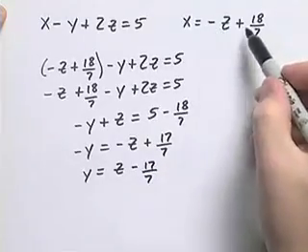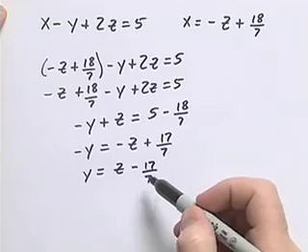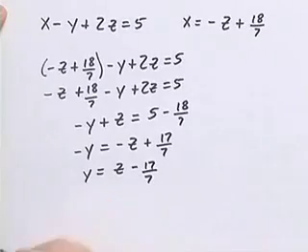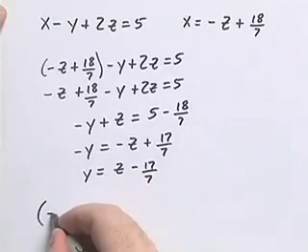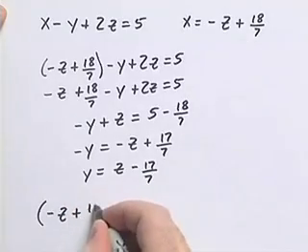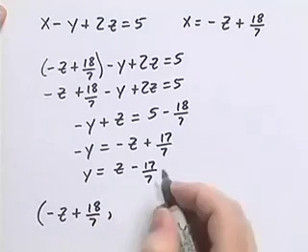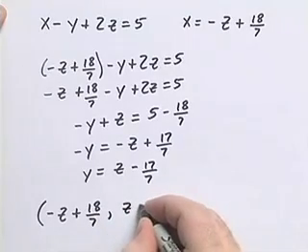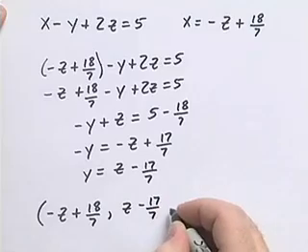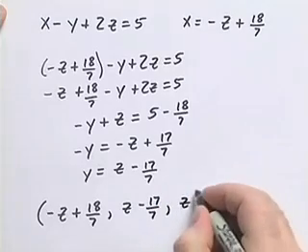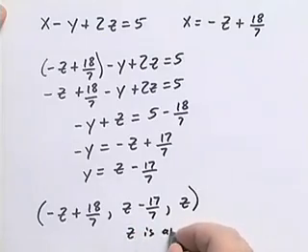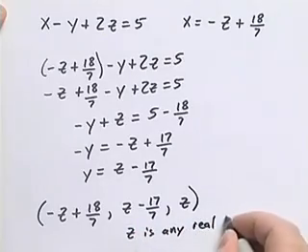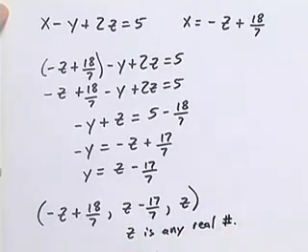So now that we've expressed x in terms of z and y in terms of z, we can write a general ordered triple as our solution. x is negative z plus 18 sevenths. y is z minus 17 over 7. And then z is just z. We'll say z is any real number. And we have our ordered triple solution.